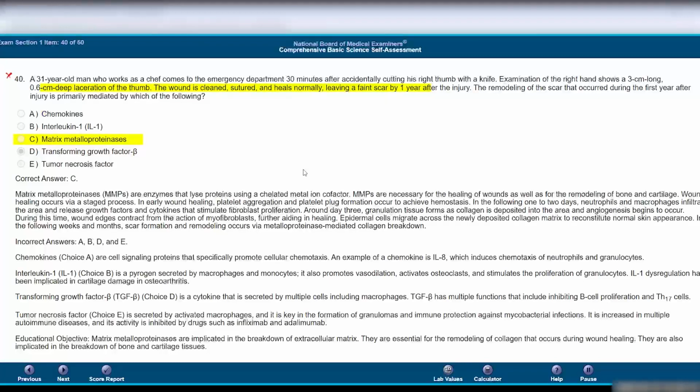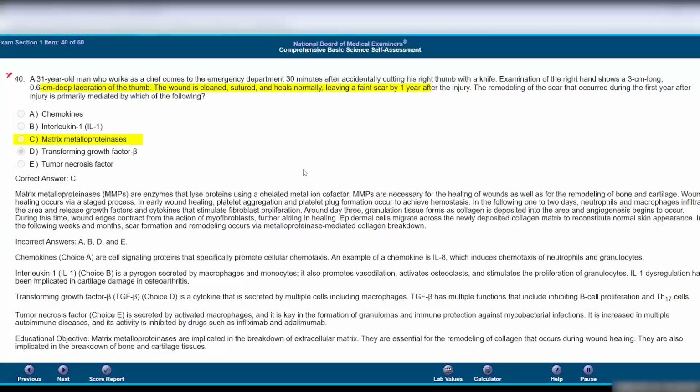The wound is clean and sutured, heals normally, leaving a faint scar by 1 year after the injury. The remodeling of the scar that occurred during the first year after injury is primarily mediated by which of the following? I picked D because I thought fibroblast activity would be the primary one for forming a scar, but I guess not. Transforming growth factor beta is usually secreted by macrophages and is part of the inflammatory pathway. Same with tumor necrosis factor, right? Interleukin 1, same thing. A little bit of that inflammation normally.